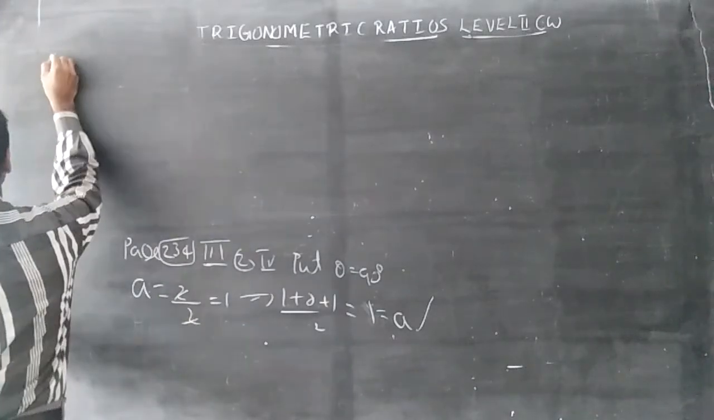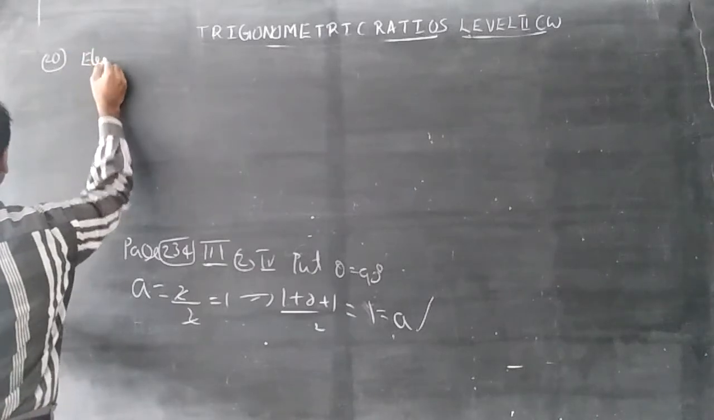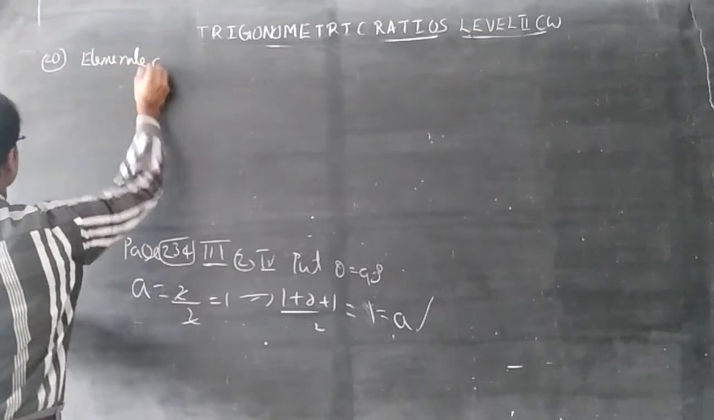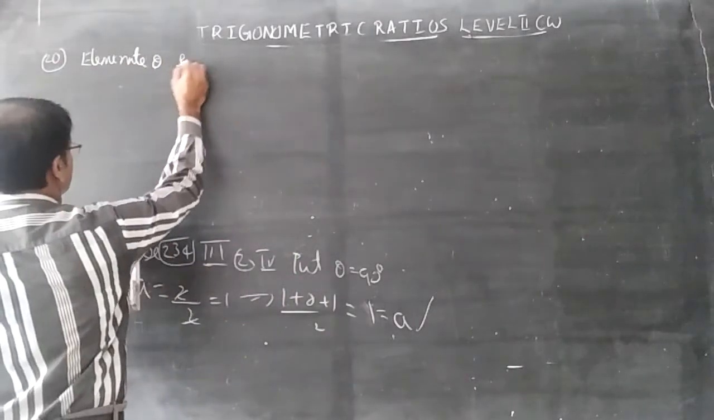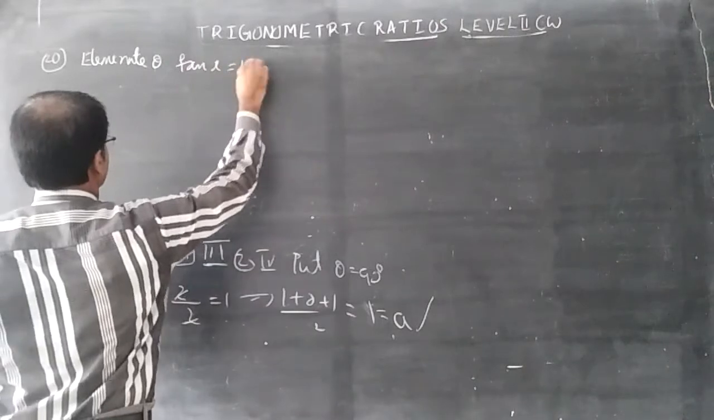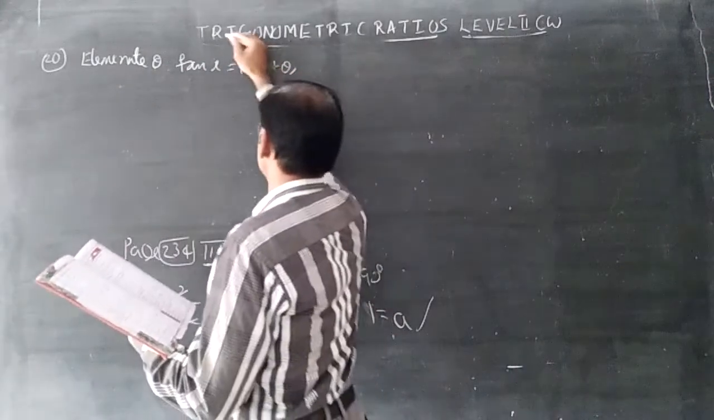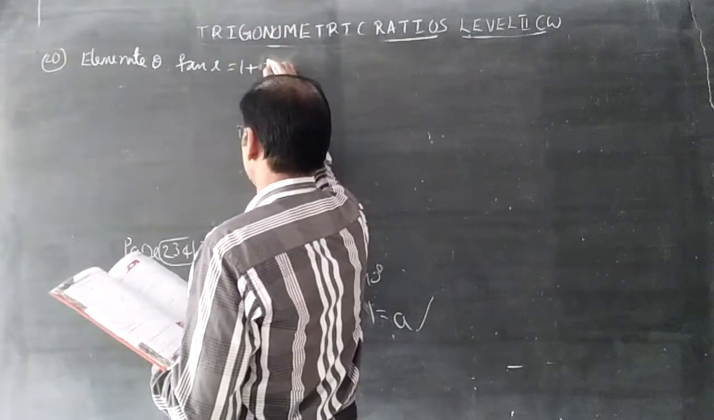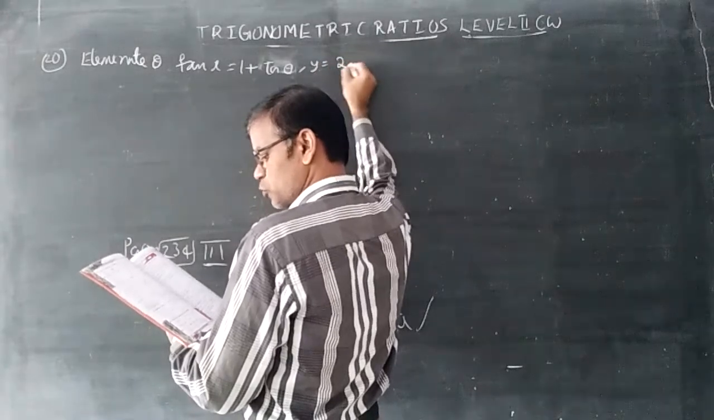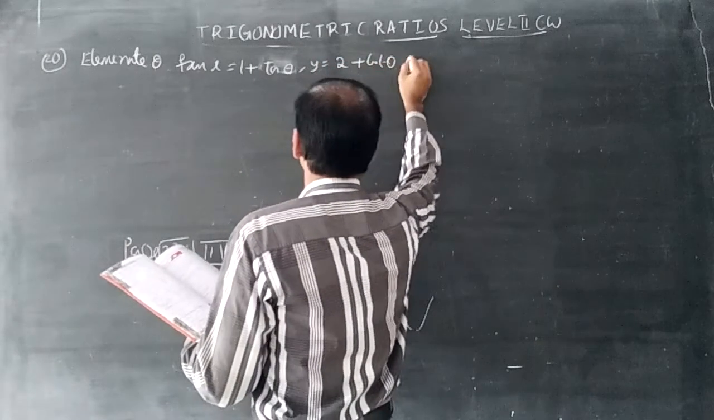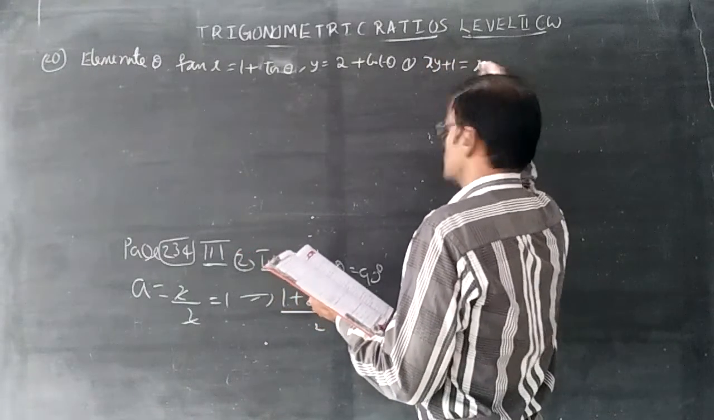Now the 20th question. Eliminate theta directly, as the question itself says. Eliminate theta from x is equal to 1 plus tan theta, not cot. X is equal to 1 plus tan theta, comma y is equal to 2 plus cot theta. Better to read the options.